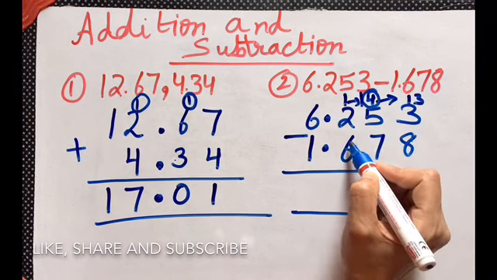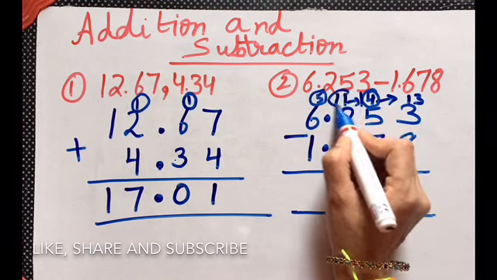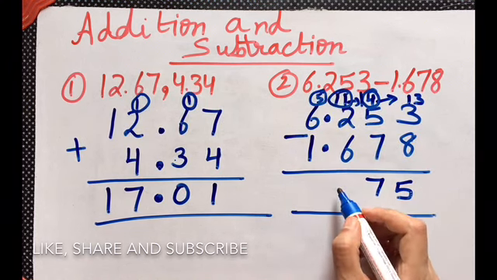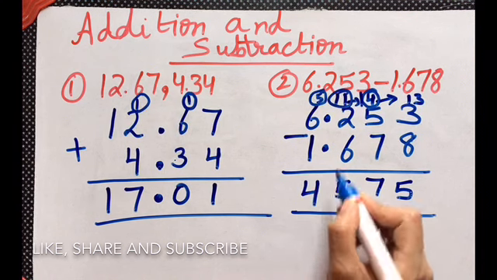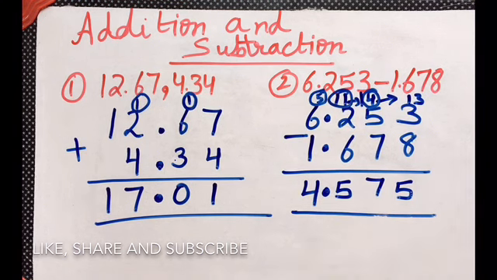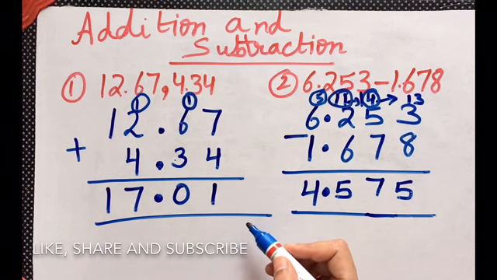You cannot subtract 6 from 1, so again borrow. So it will be 5 and it will be 11. 11 minus 6 is 5 and 5 minus 1 is 4. Don't forget to put the decimal. It is similar to what you have done in whole numbers, you just have to take care of the decimal. Otherwise there is no change.